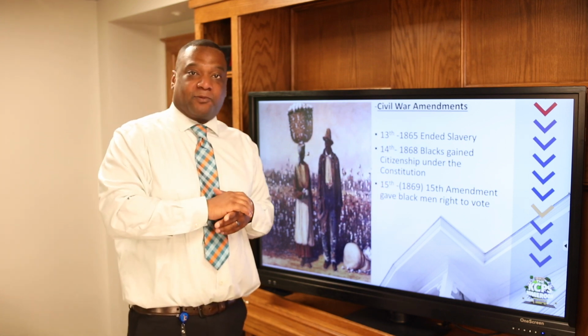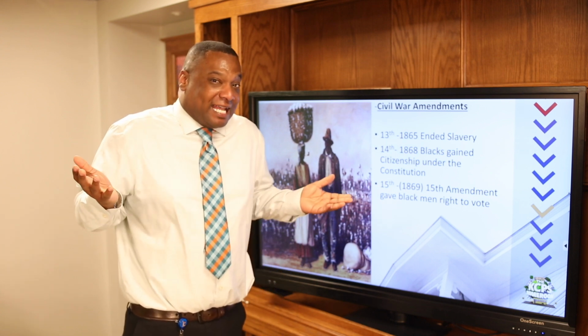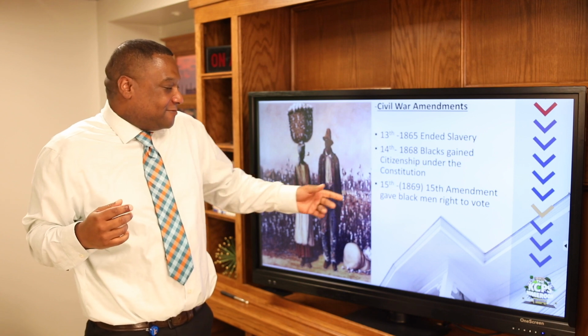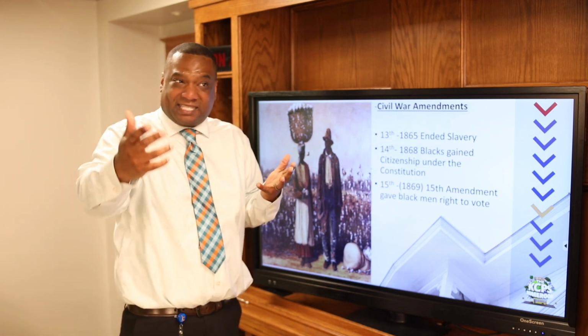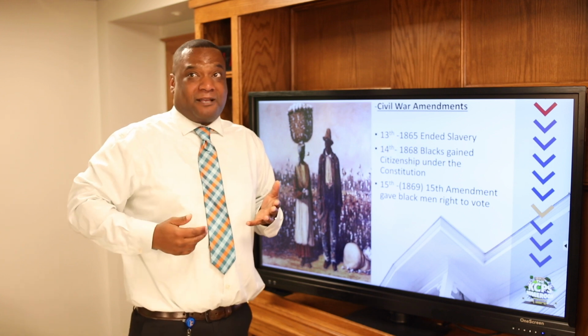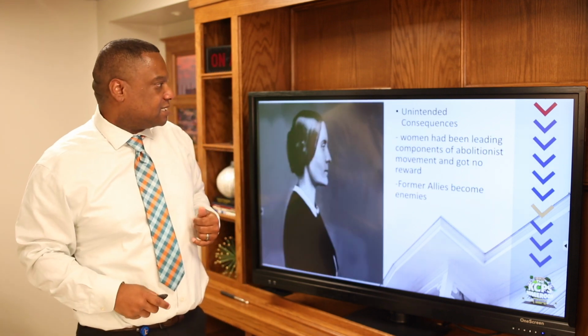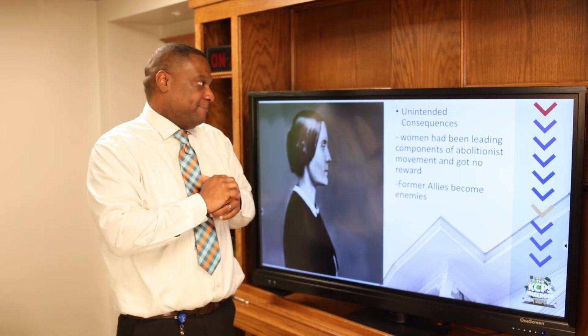This gave black men the right to vote. This also, we lost some allies during this process too. It happens a lot, guys. Sometimes one set gets the right to vote or something like that. Other people can become upset because they're not getting the same rights, right? So let's talk about the unintended consequences, especially with the 15th Amendment.